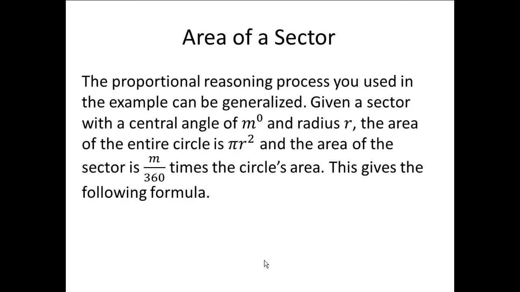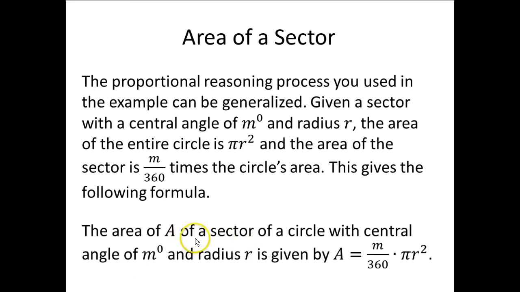Now, the proportional reasoning process that we used in the example, we can generalize it. So suppose we have a sector with a central angle measure of m degrees and a radius r. The area of the entire circle is therefore pi times the radius squared, and the area of the sector is m over 360 times the circle's area. This gives the following formula. The area A of a sector of a circle with central angle m and radius r is given by m divided by 360 times the area of the circle, which is pi r squared.